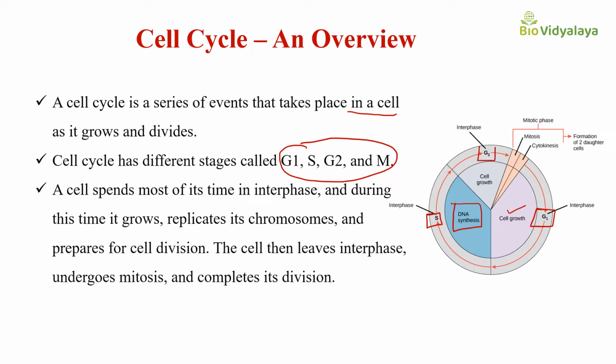G2 phase means gap phase 2. In this phase, further cell growth is occurring. So G1, S and G2 phases all together are known as interphase or preparatory phase. In this interphase the cell is preparing for cell division, so it is known as the preparatory phase.